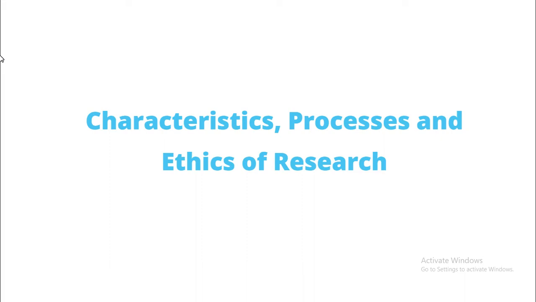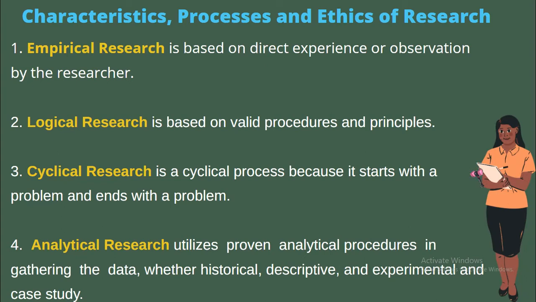So right now we will talk about the characteristics, processes, and ethics of research. Okay, so the first characteristic we have is empirical research. It is based on direct experience or observation by the researcher. So as a researcher, you can also make an empirical research in a sense that you are basing on your own experience or observation towards a certain concern.